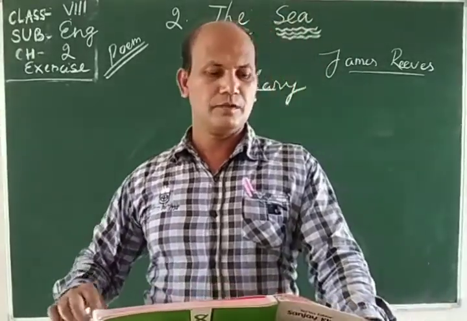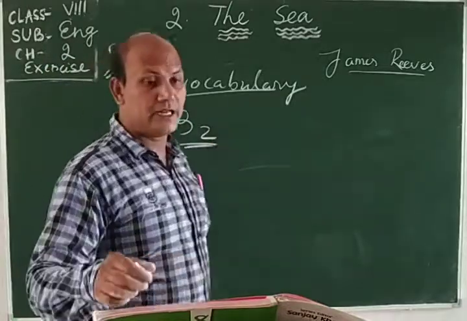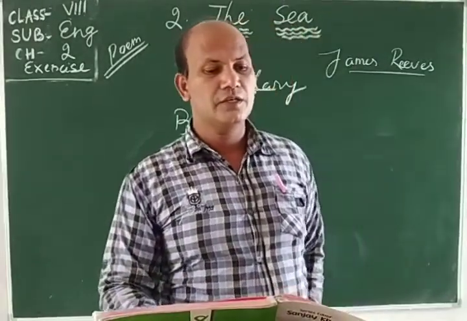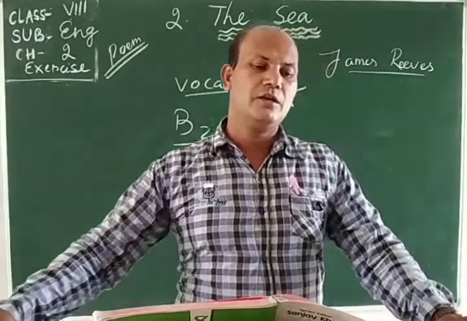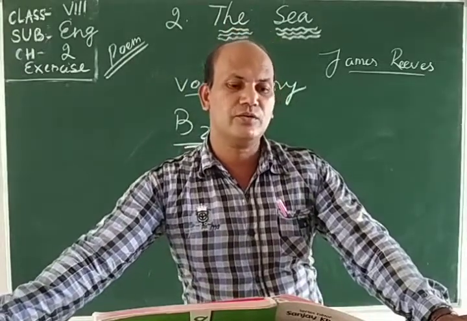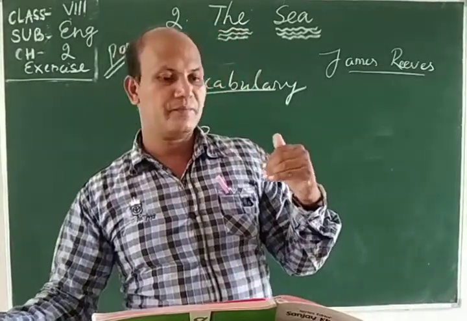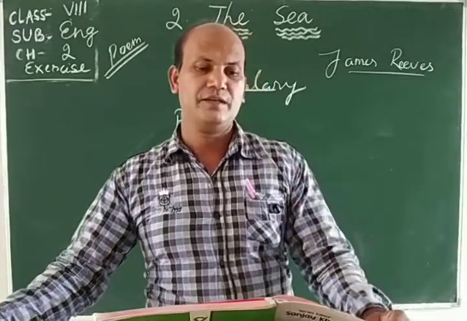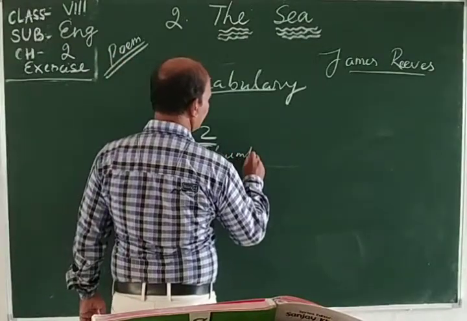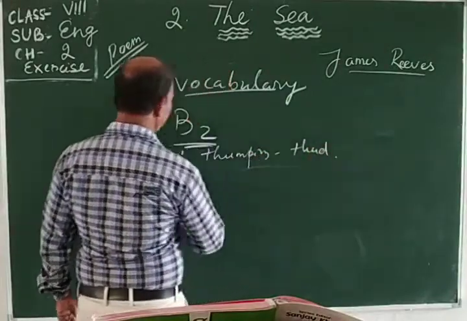Now we have to do B, page number 20, B2. Underline the onomatopoeic words in these sentences. Okay, number one: I heard a thumping noise overhead and thought as if something was falling down. Thumping noise, that is one of the sounds. Thumping.